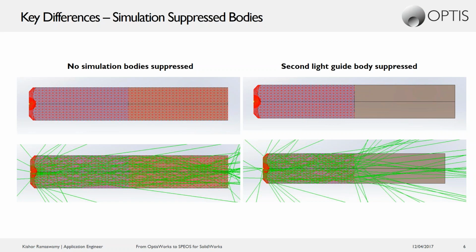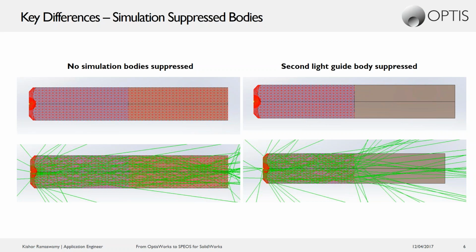So on the left, in this case, there are no suppressed bodies, and the ray trace functions as we saw on the previous slide, with the rays going through the first body and through the second body. On the right, we have selected the second body of this light guide, so the second part, to be a suppressed light guide body. So we can still see the light guide body in the model, but the simulation will consider it to be a suppressed body. And in this case, the mesh does not show on the right side. So this means that the simulation is not taking into account that body.